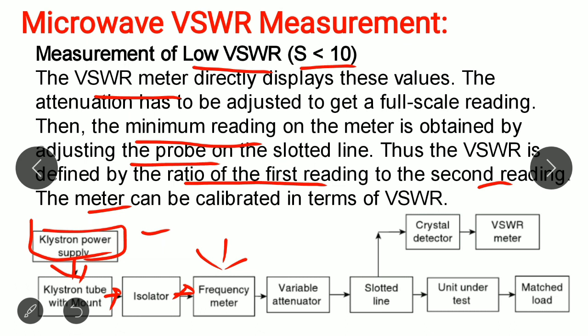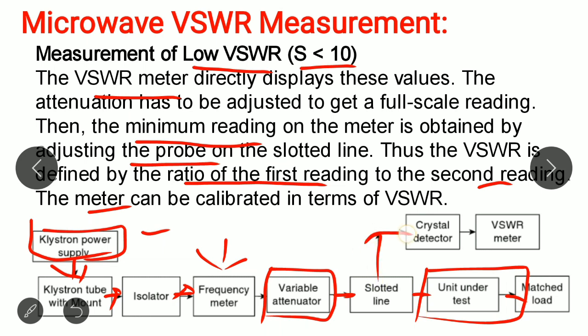Then we have a variable attenuator to change the value of attenuation. Then we have a slotted line section, then a unit under test, and then a load, or we can directly connect it to a matched load. Then we have a crystal detector to take the microwave signal out of the slotted line, and it is fed to a VSWR meter.